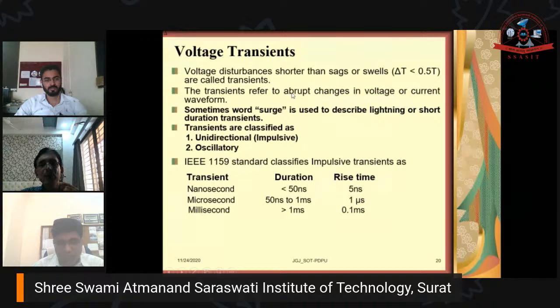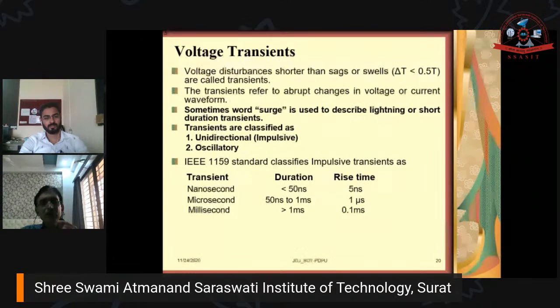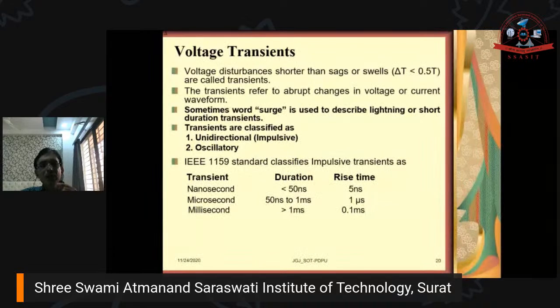The transient refers to an abrupt, sudden change in the voltage or the current waveform. I have already told you sometimes the word surge is used to describe the lightning or the short duration transients. So we can classify the transients into lightning surge or lightning overvoltage, and switching surge or switching overvoltage. The lightning surge is a comparatively short duration transient. You might be knowing 1.2 by 50 microsecond, where 1.2 is the rise time and 50 microsecond is the tail time.